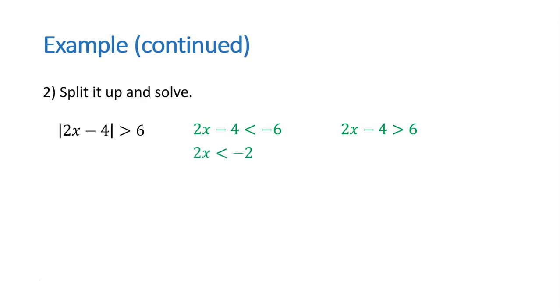Add your 4, so we have 2x is less than negative 2. Divide by 2, so x is less than negative 1. Same thing on the other side, so add the 4, 2x is greater than 10. Divide by 2, x is greater than 5.